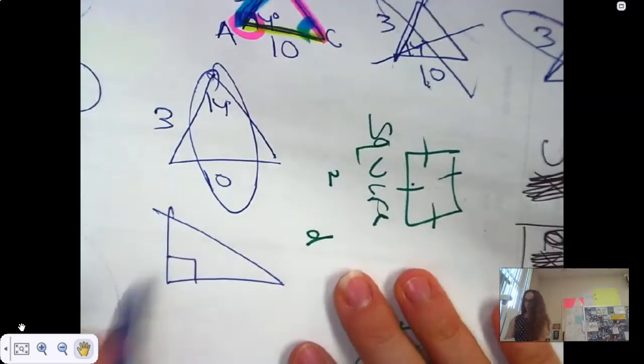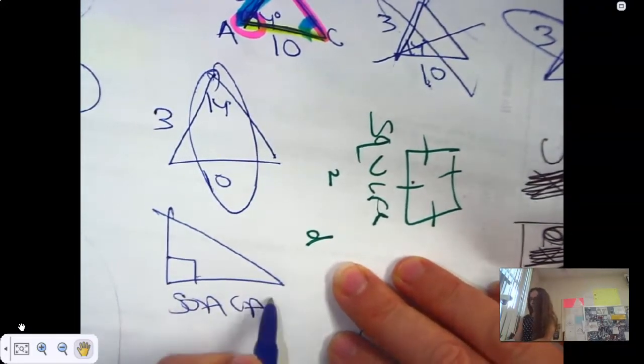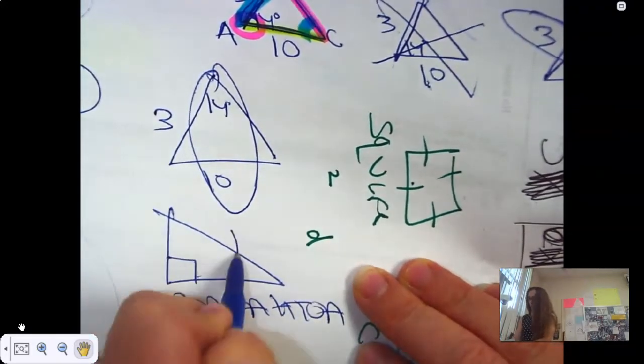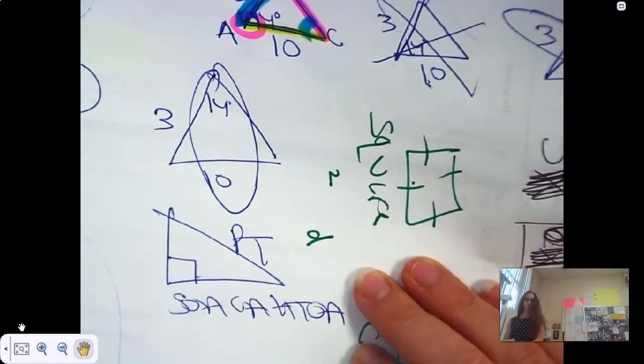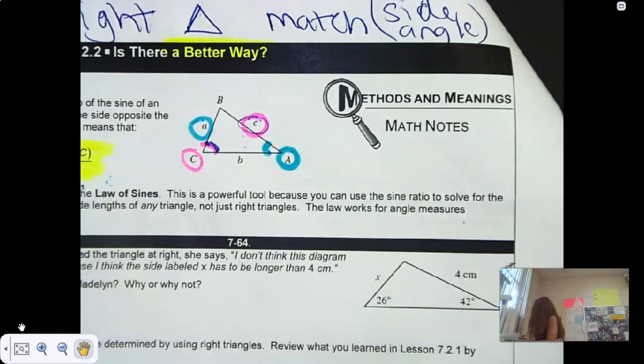Now, do I do law of sines if it's this? No. If it's this, I'm either going to do SOHCAHTOA or I'm going to do the Pythagorean theorem. Because I can do that with all right triangles, I can do the Pythagorean theorem and SOHCAHTOA. I only use this new thing if it's not a right triangle.